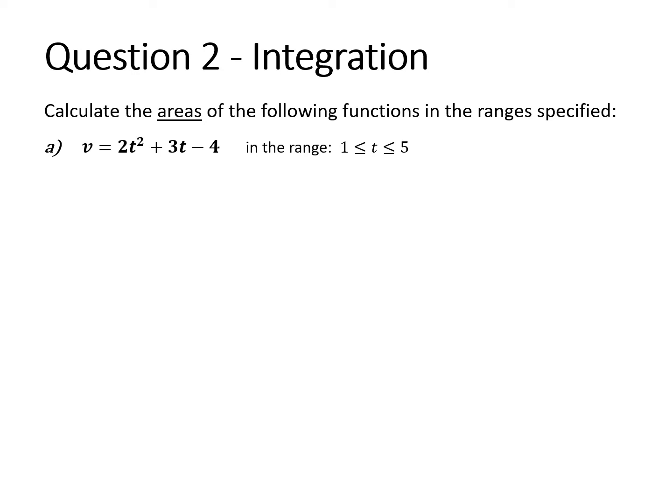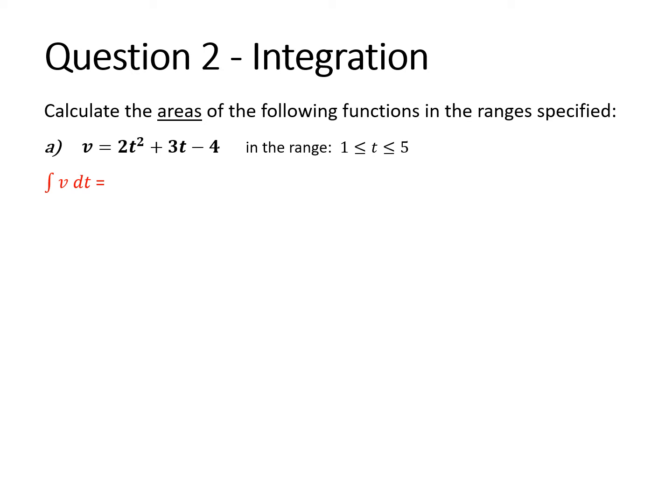So you need to remember the rules. First of all, the integral of v dt is going to equal, now we need to increase the power by 1, so that becomes 2t cubed, and we then have to divide by the new power. So 2t cubed over 3. The next term will become 3t squared over 2. The minus 4 will become minus 4t. If you remember, when you differentiate, 4t would become 4. So now we're going the reverse way. So 4 becomes 4t.